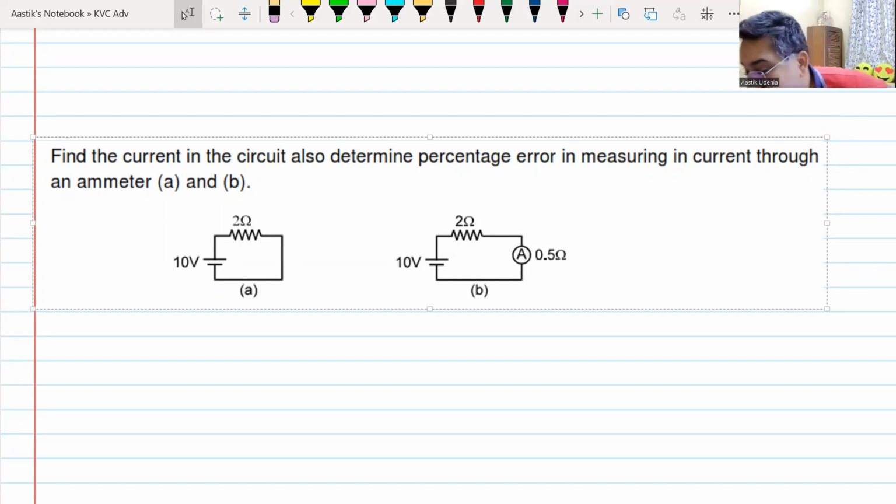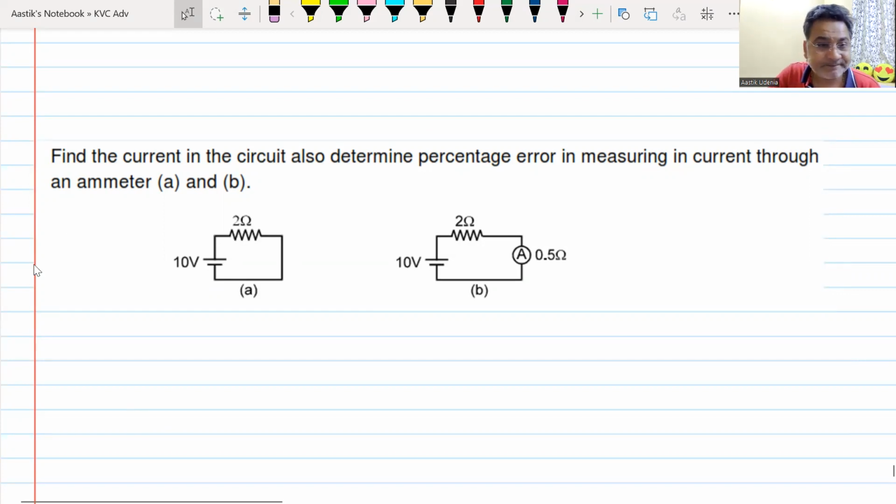Okay, this is the next one. 20% is the correct answer. It should not have taken so much of time for you to give me this answer. In first case, the current is 5. In second case, the current is 4. 5 minus 4 is 1. 1 divided by 5 into 100 is 20. I have done this in 5 seconds.